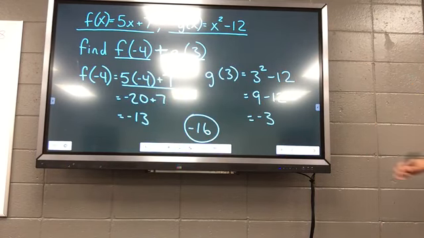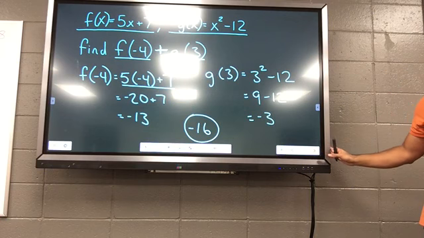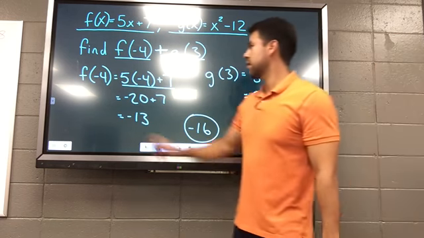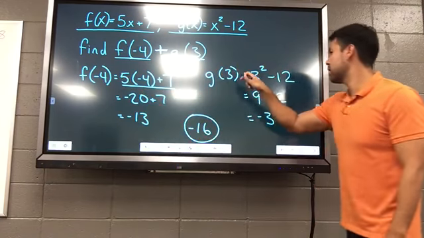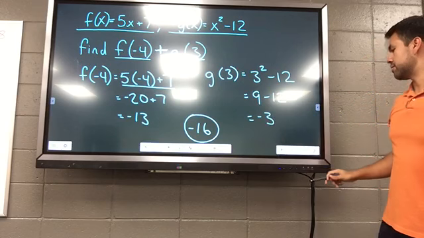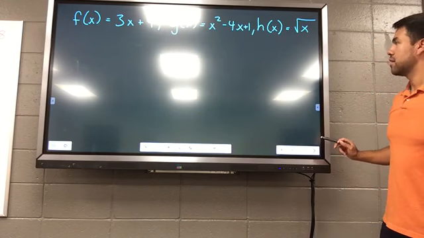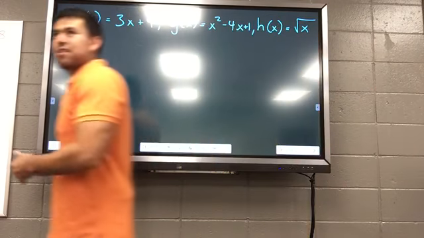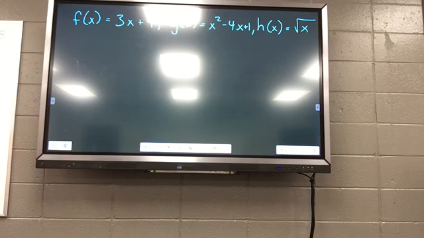Yes, ma'am. Are we going to have any problems where we have to make an ordered pair out of them? Yes, you could technically. Ordered pair would be negative 4 and then negative 13. Yep, negative 4, negative 13, or 3, negative 3. Good. Can you have 2 sets of ordered pairs in one parenthesis? Like negative 2, negative 8, and then another one, right? No. Okay, how about this?